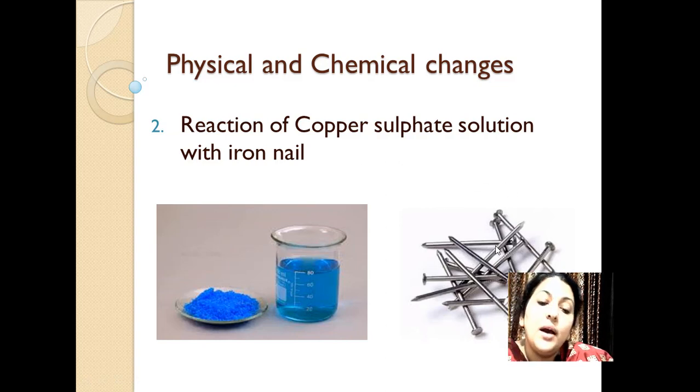Now, suppose we are placing an iron nail in this copper sulphate solution. What will happen? Definitely a chemical reaction will take place, or a chemical change will take place, in which they will react to each other and new substances will be formed. Do you want to see that experiment? Alright, we will move to see that experiment.